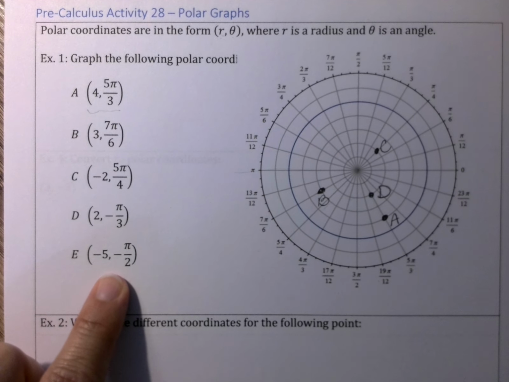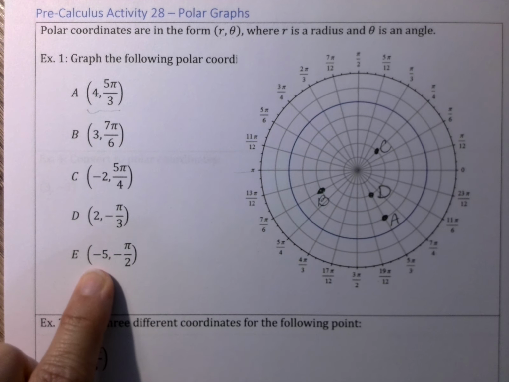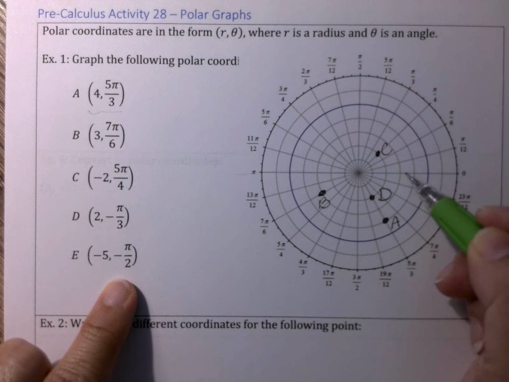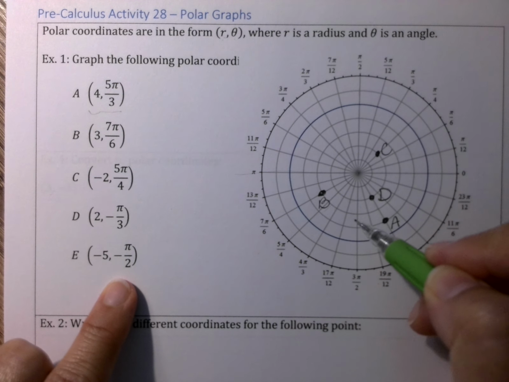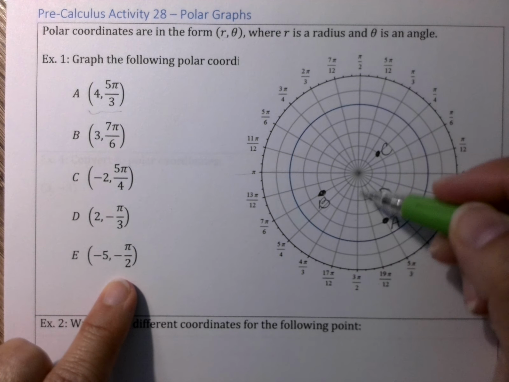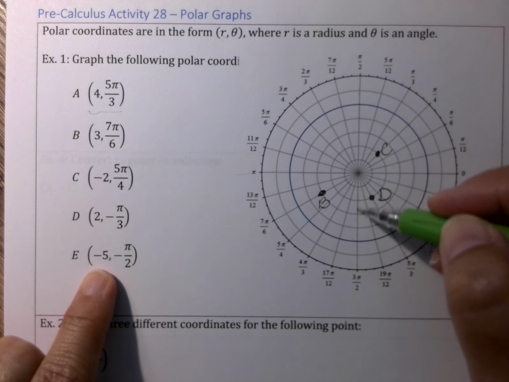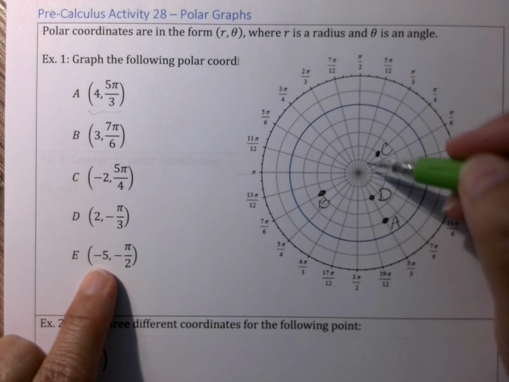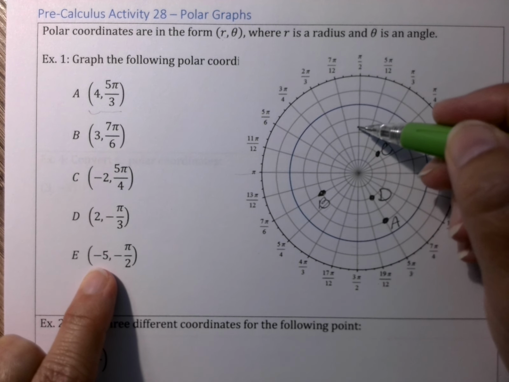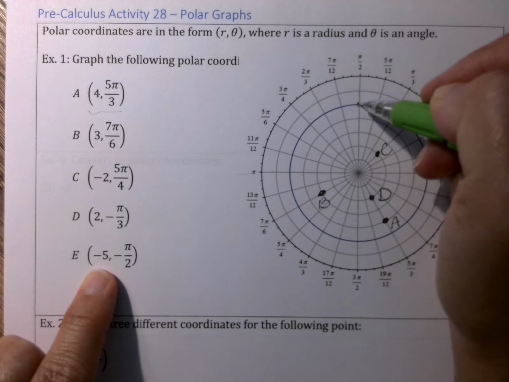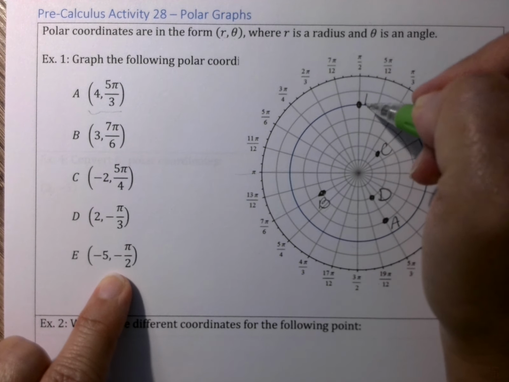The final example here, I've got a negative angle and a negative radius. Again, I'm going to start with that angle, negative pi over 2. Of course, it's going to put me on this spoke right here. And then if my radius is negative, instead of graphing down here between quadrants 3 and 4, I'm going to go up between quadrants 1 and 2. 1, 2, 3, 4, 5. And so that would be the point (negative 5, negative pi over 2).